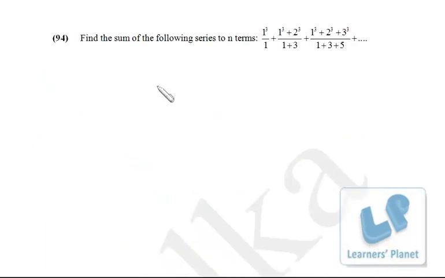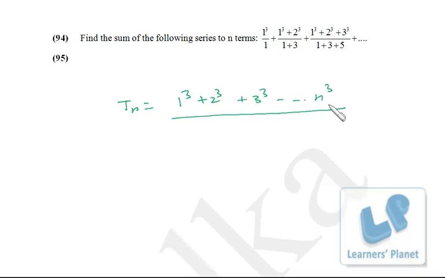Now we have this problem. Find the sum of following series to n terms. So first of all, let's find out the nth term. Nth term will be, see, for third term we have the cubes up to 3. So for nth term we'll be having the cubes up to n. Okay, and this is 1 plus 3 plus 5 till 2n minus 1. Okay, that is what the nth term is.